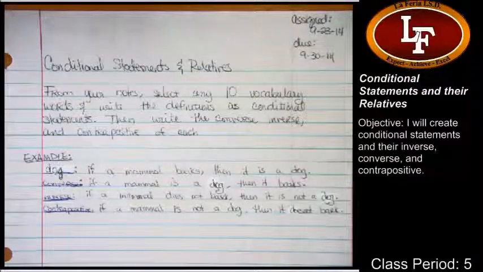Like dog. So I'm defining the word dog. There it is, okay? Then after you write the conditional, you'll write the converse. After you write the converse, you write the inverse. After you write the inverse, you write the contrapositive. That's it, you're done, that's one.